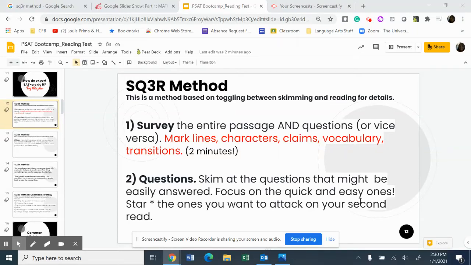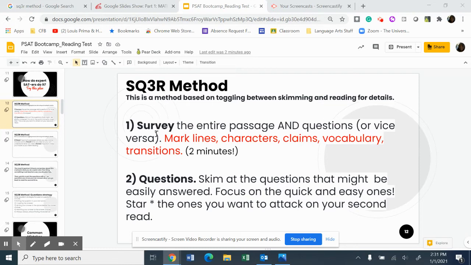We're going to go over the SQ3R method, and that's a method that you might not be familiar with because many English teachers basically haven't taught or don't encourage skimming of passages or looking at questions first, and maybe your teacher has. But this SQ3R method asks you to do just that.